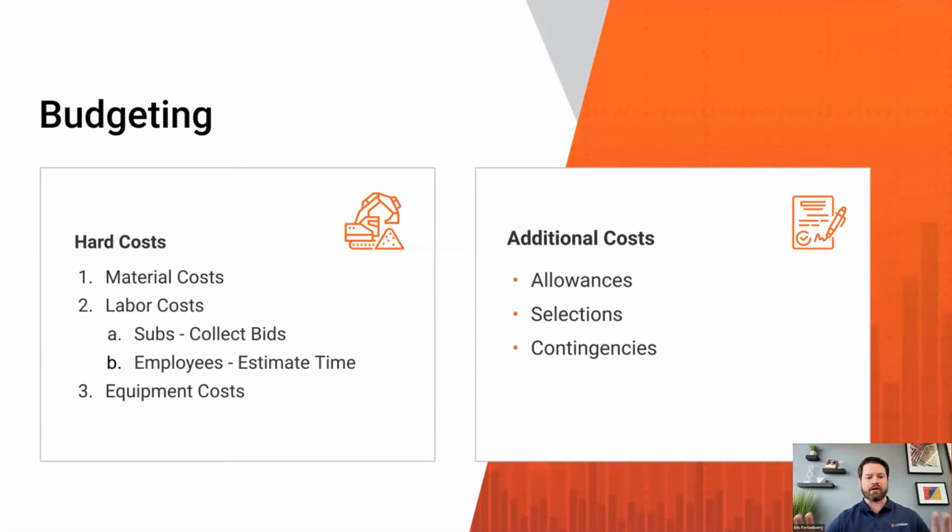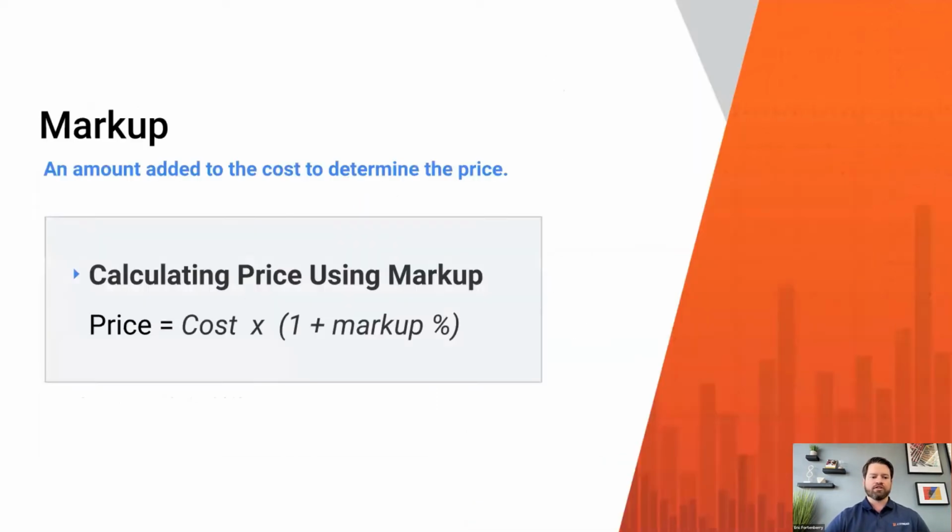But in summary here, budgeting your jobs is extremely important. That all needs to be done before you start to think about price. So let's move into the meat of this discussion. Markup is essentially an amount that you're adding to the cost in order to determine that sales price.